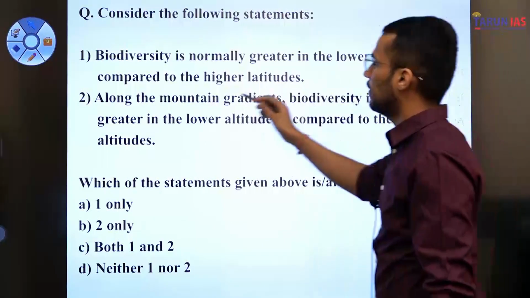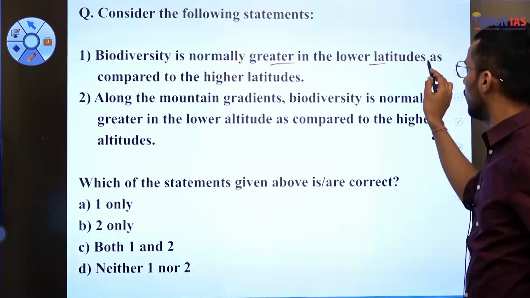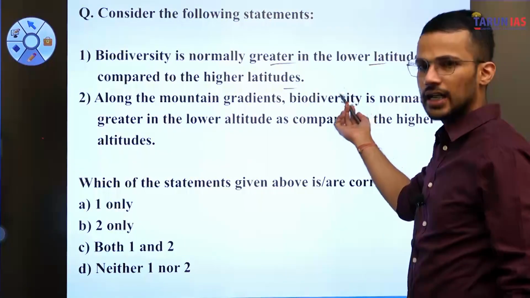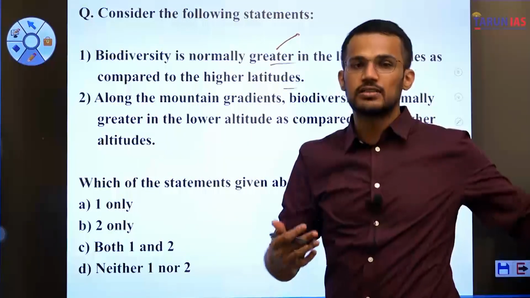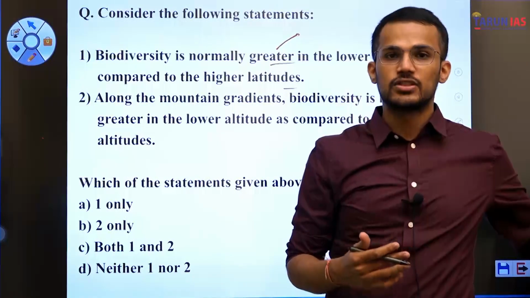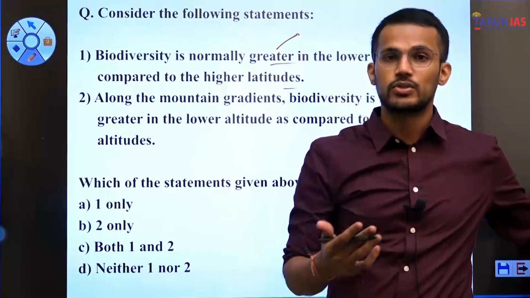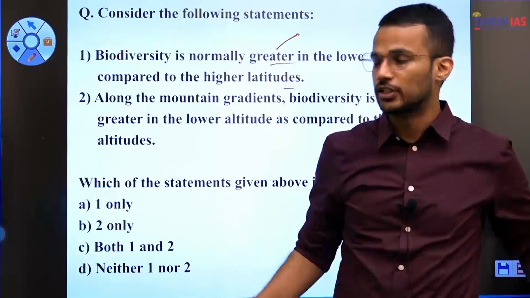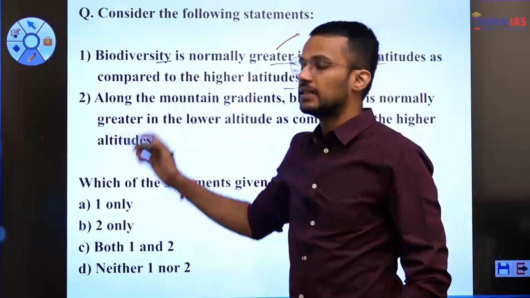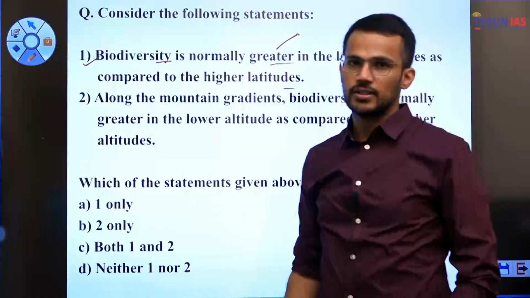Fine. So let me take you back to the statements. The statement is: biodiversity is normally greater in the lower latitudes as compared to higher latitudes. We have discussed this because lower latitudes have good climatic conditions. Also, primary productivity is more at lower latitudes, and niche diversity is also more at lower latitudes, and hence biodiversity is more. And that's why the first statement is correct.